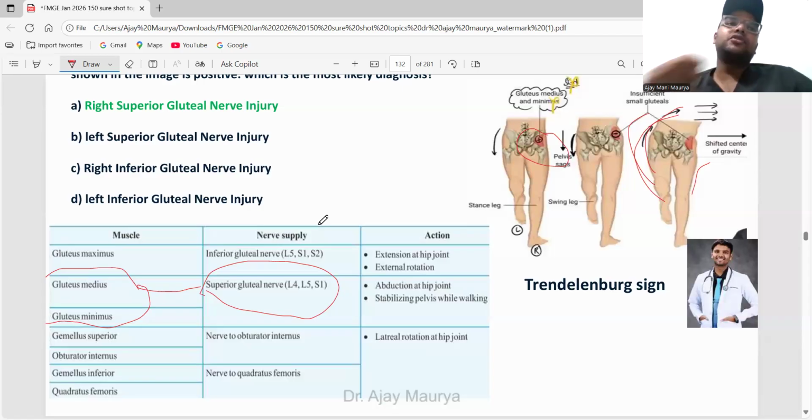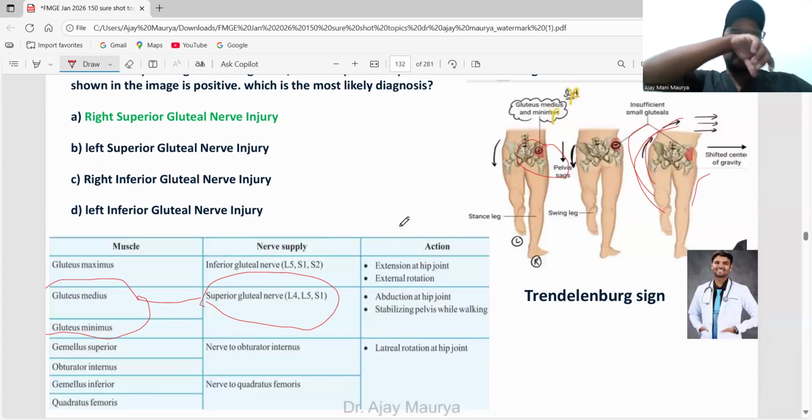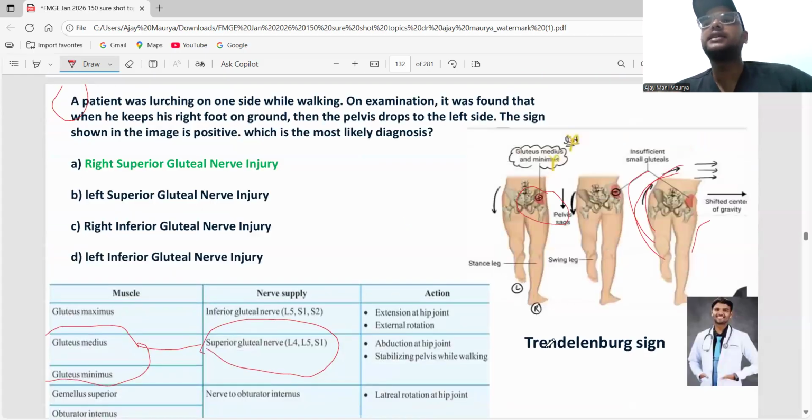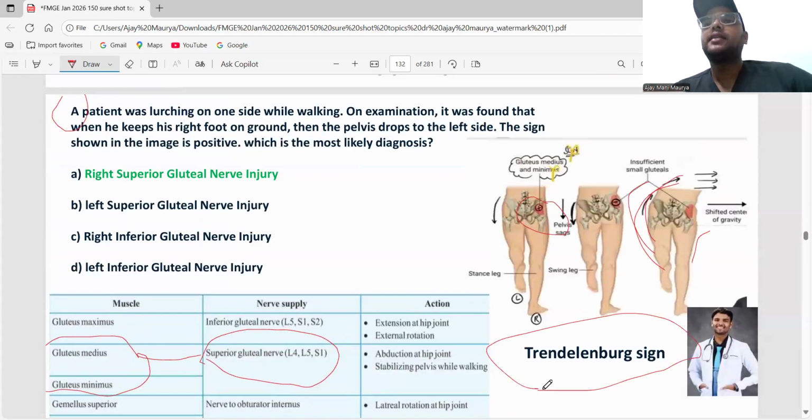Done. Come to gluteus maximus. Its nerve supply is the inferior gluteal nerve, and the action is extension at the hip and external rotation of the hip, done by gluteus maximus. This is also called the Trendelenburg sign.